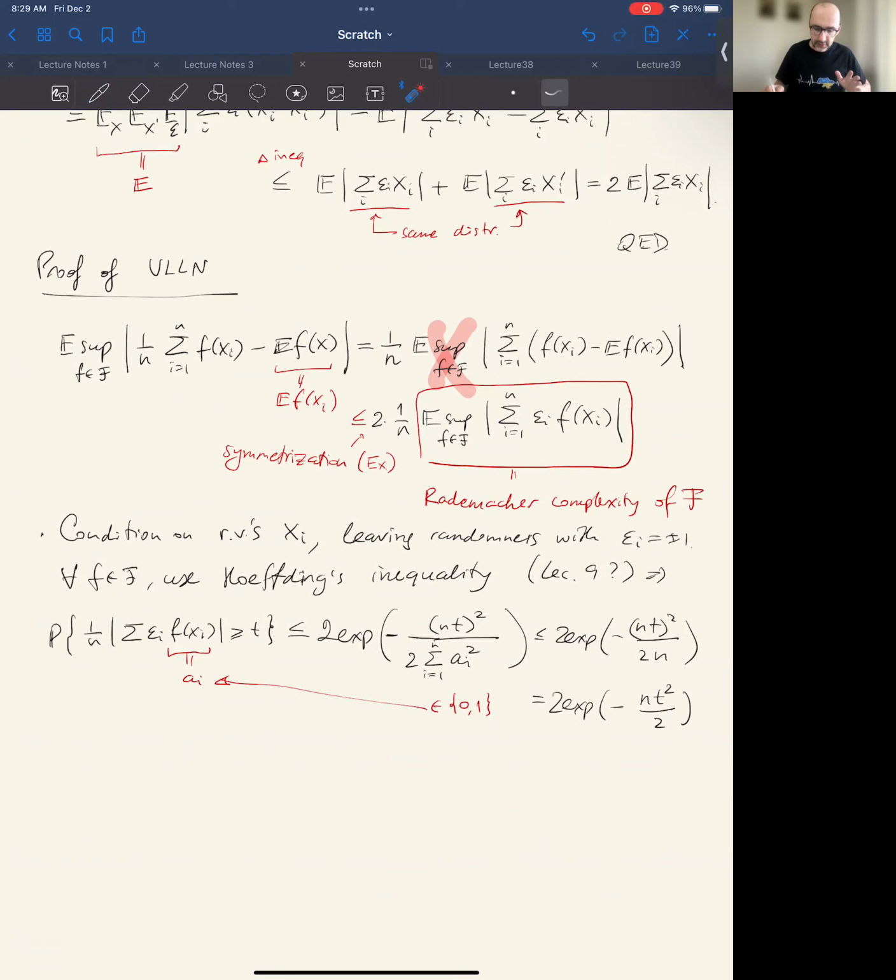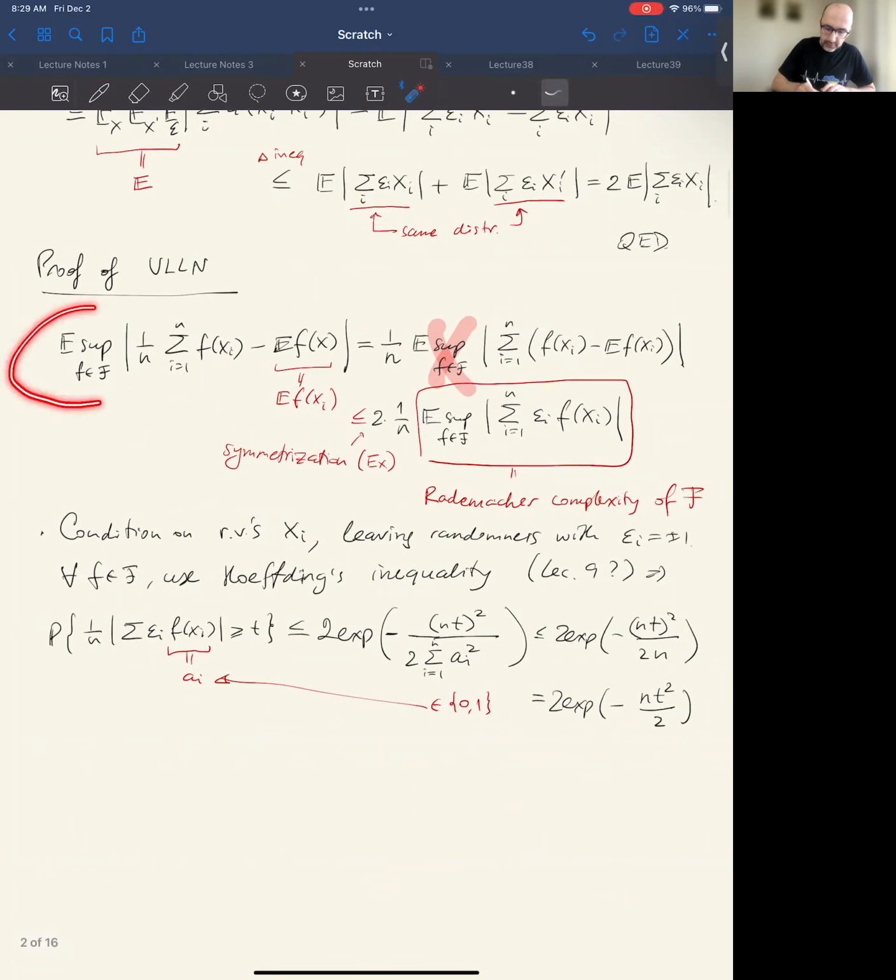Okay, so what have we achieved now? We would like to bound this thing for each fixed f. We can bound this term very nicely. The bound is exponential in n t squared. It's great. N is large, right? N is the size of our sample, so it grows. The power of this exponential probability goes down very, very quickly. Perfect.